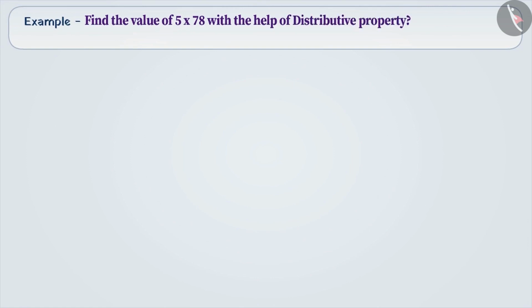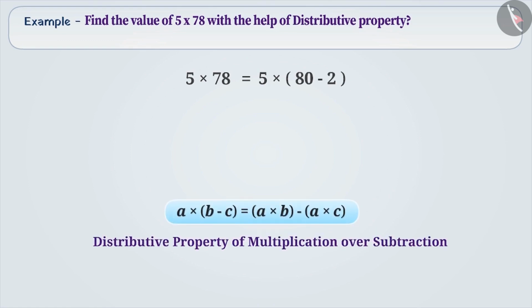Next example. Find the value of 5 into 78 using the distributive property. We can write 5 into 78 as 5 into 80 minus 2. This can be written as 5 into 80 minus 5 into 2 by the distributive property of multiplication over subtraction. Solving this, we get 400 minus 10, which is equal to 390. Therefore, by using the distributive property, we can find the solutions very easily.